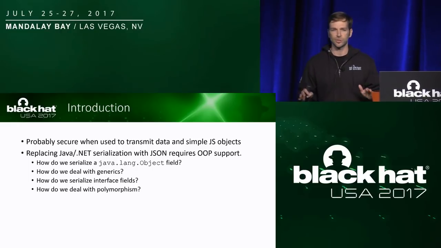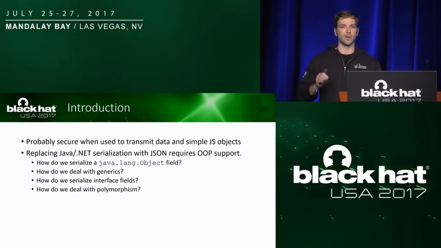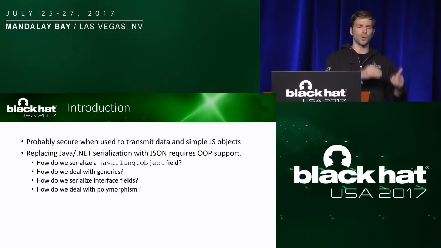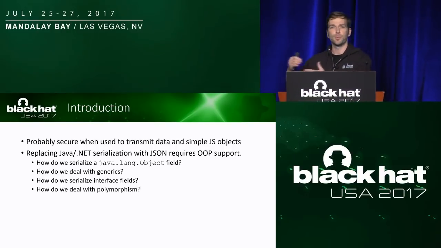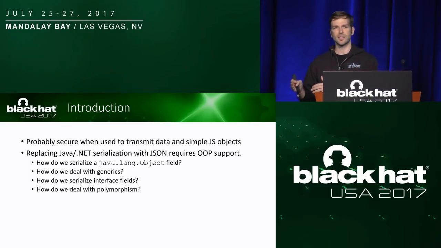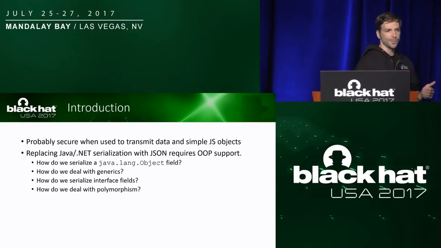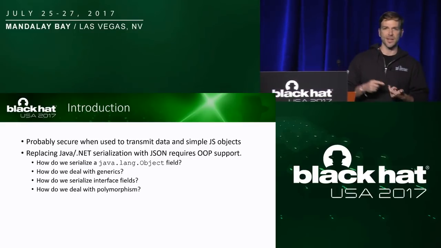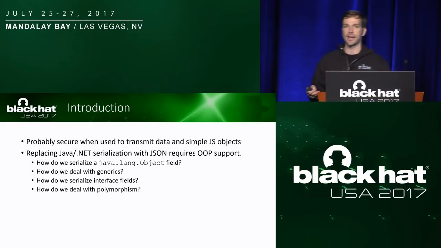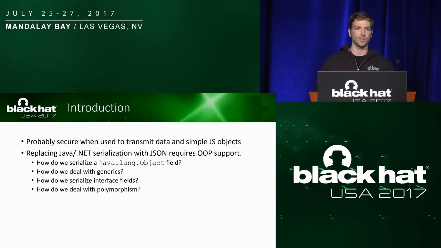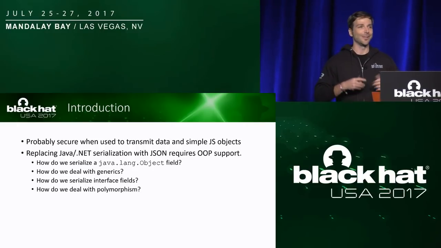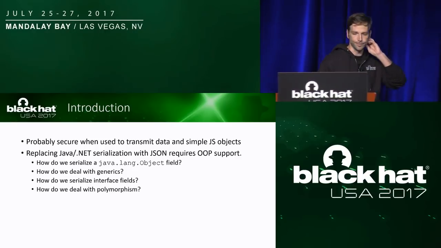And just to set the expectations clear, we're not talking about JSON when used to exchange simple data or simple JavaScript objects between a JavaScript front end and maybe a Spring controller in the back end or something like that. We're talking about replacing Java Deserialization and .NET Deserialization with JSON libraries, which means that you need to serialize Java objects and .NET objects. And in order to do so, you need to deal with object-oriented programming features like how I'm going to serialize a java.lang object, or how I'm going to serialize a System object in .NET, how I'm going to deal with generics, interface fields, polymorphism, and so on.